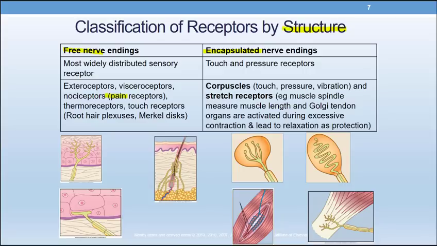Encapsulated nerve endings, so moving on to the second method of classification by structure, are encapsulated, as the name suggests, rather than free. And they're encapsulated with a type of connective tissue capsule that surrounds the end, which is more evident in these two top images here. And they're going to include your touch and your pressure receptors. Looking at the image here, the top two are corpuscles, and the bottom one on the left here is a muscle spindle, and then this is a Golgi tendon receptor. So these two collectively here are referred to as stretch receptors.